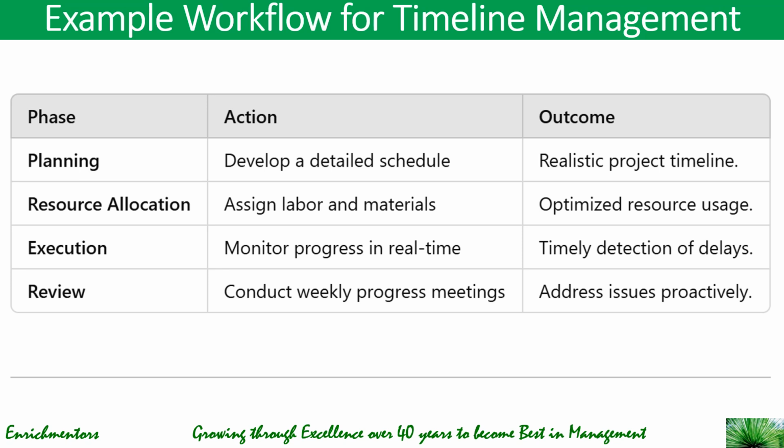Let's take a look at an example of timeline management. In the planning phase, develop a detailed schedule, as we talked about earlier, that helps you get a realistic project timeline. You will need to assign labor and materials in the resource allocation phase to optimize resource usage, and monitor progress in real time while executing to detect delays in implementation. And finally, conduct weekly progress meetings to review and address issues proactively.